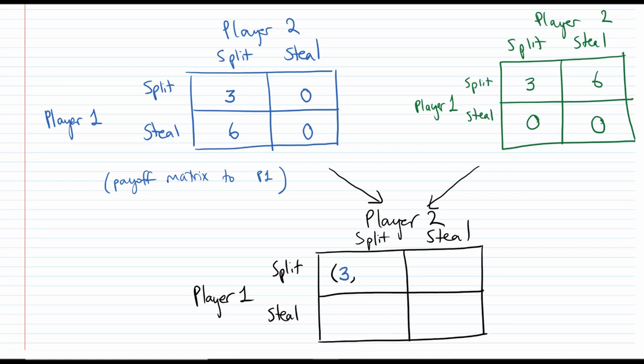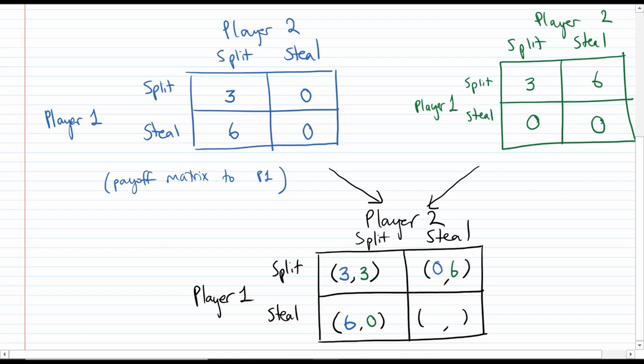So in this first case, it's three to both. In this bottom left corner, it was six to player one and zero to player two. In this top right corner, it was zero to player one and six to player two. And finally, down here, this steal corner, it was zero for both player one and player two.